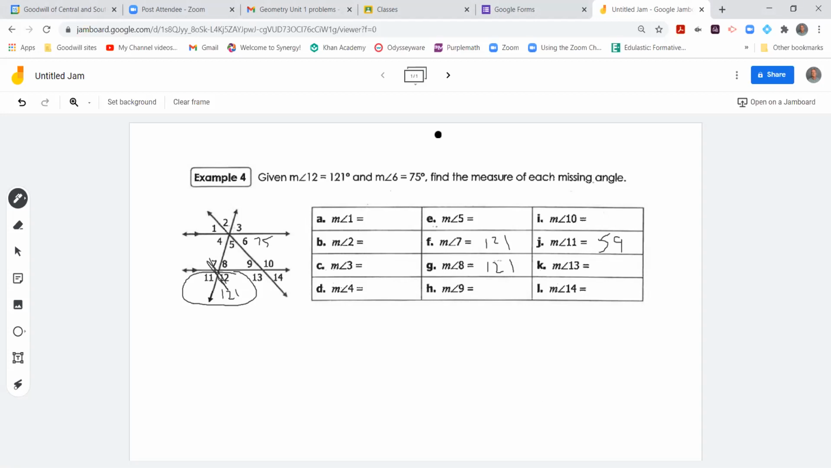Now, what's the next one I can do? I can figure out angle 4. 4 and 8. What's the relationship there? Four and 8 are alternate interior. I know because the definitions, that means that they're congruent. So I got angle 8 of 121.